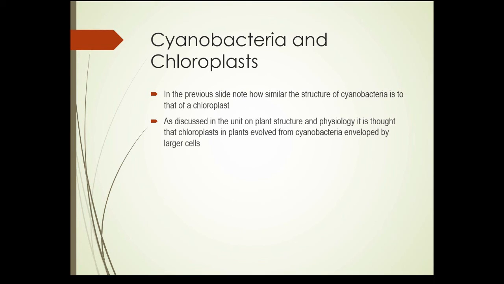If you remember back in the section on plant structure and physiology, we mentioned there that it was thought that chloroplasts in plants evolved from cyanobacteria being enveloped by larger cells. And if you notice on the previous slide, the structure of a cyanobacteria is very, very similar to the structure of a chloroplast inside a plant cell. So that's why that belief that chloroplasts evolved from cyanobacteria came about. The structure is so similar, and even the sizing.